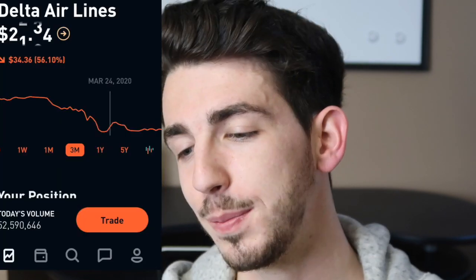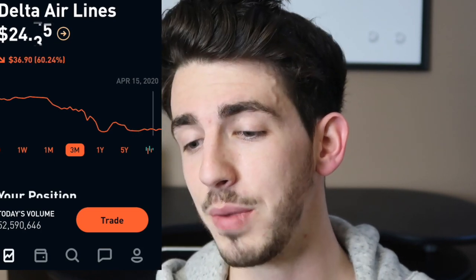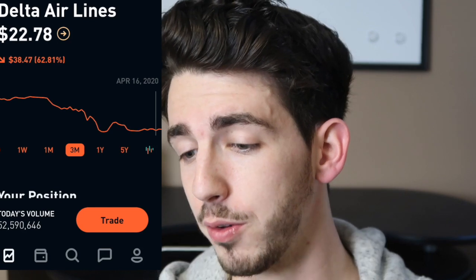So the second step is finding the supports and averaging my way into my position as close to those supports as possible. For DAL, we can see that the support is right around the $21 to $22 range. It really hasn't made any lower lows in the past month or so. So that's kind of the price where I would be looking to get back into that stock.